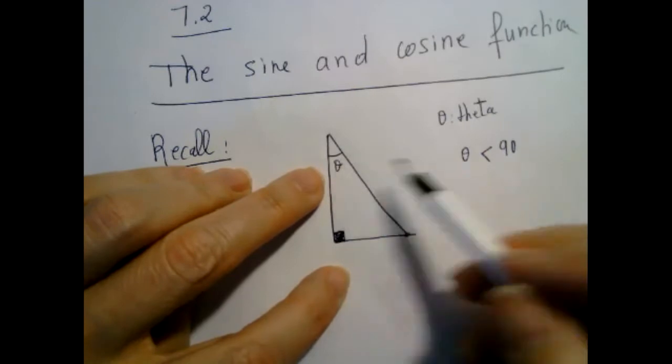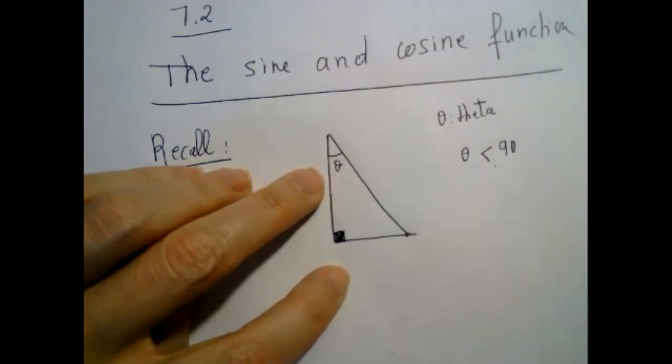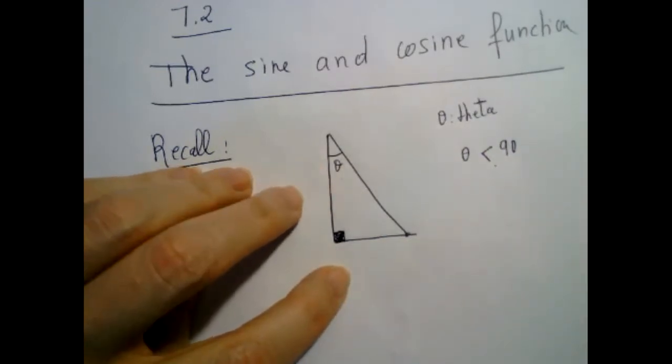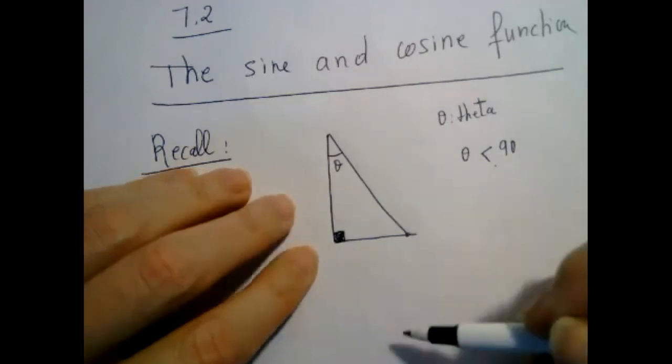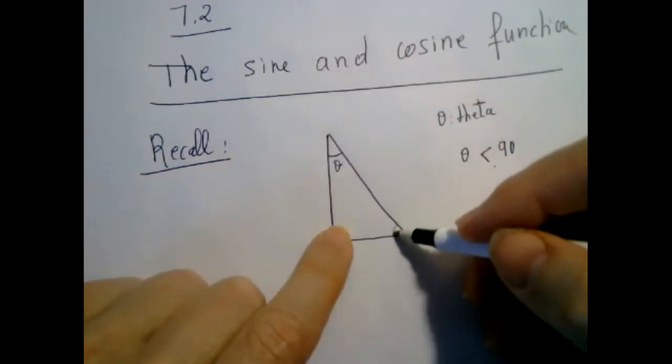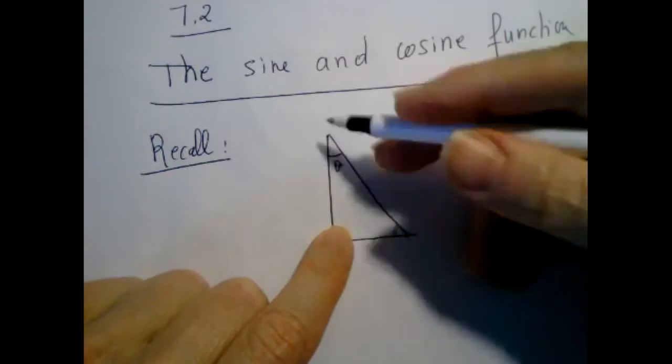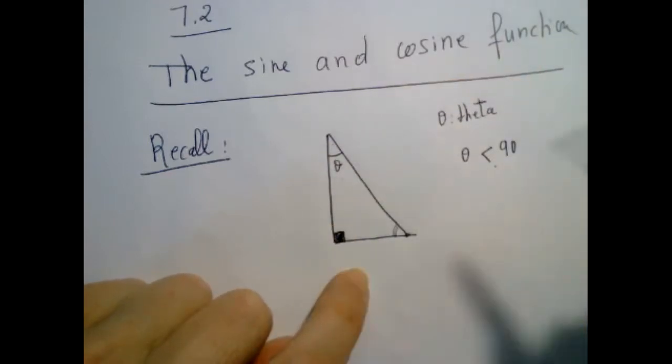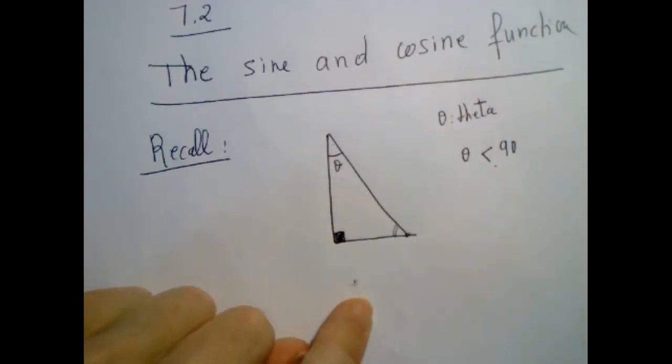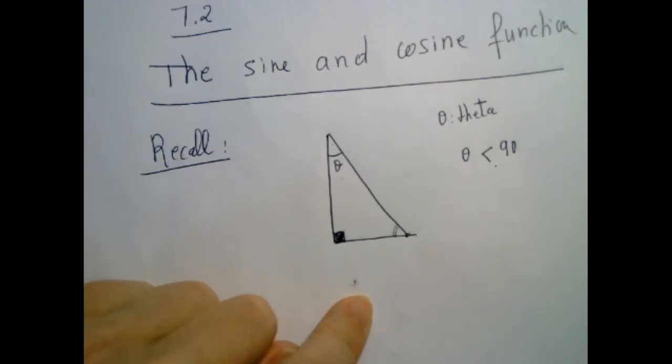So this angle, the maximum it can take is less than 90. In a right triangle, this angle plus this angle should be at most 90, so it has to be strictly less than 90. It could be 89.9, but it cannot be 90. It's strictly less than 90.